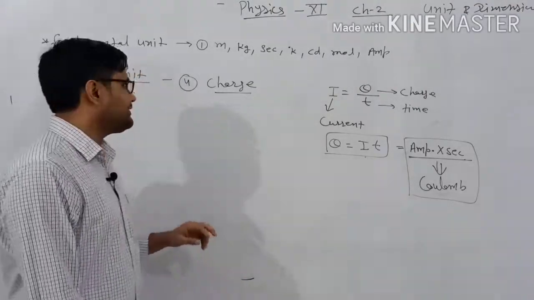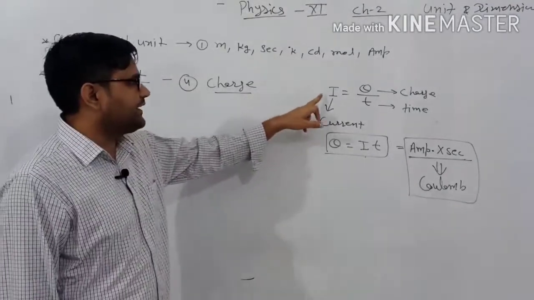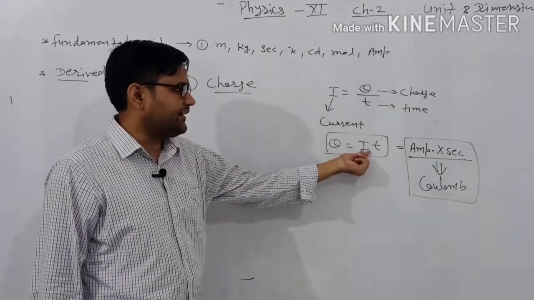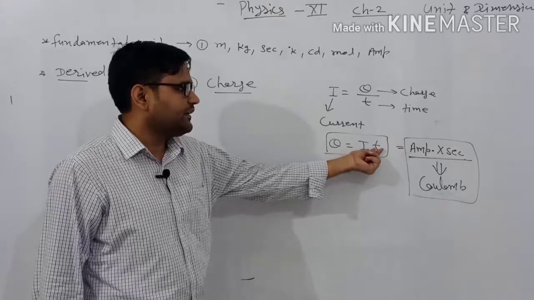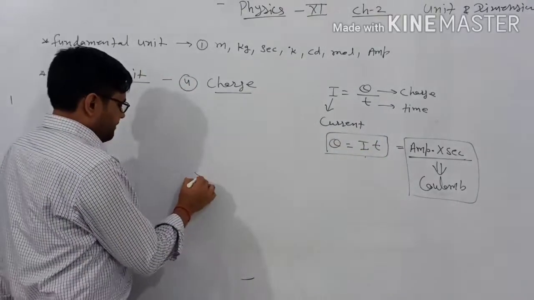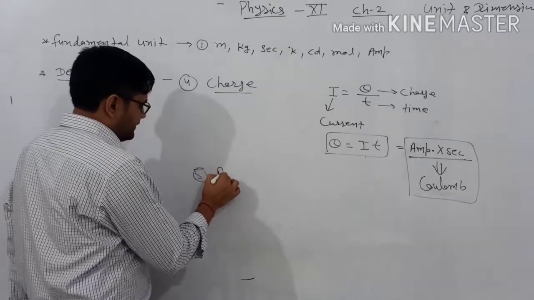Clear? It means it is derived, derived with the help of the other two fundamentals. Current, electric current, is also a fundamental unit. Time is also a fundamental unit. Next, we will consider resistance.